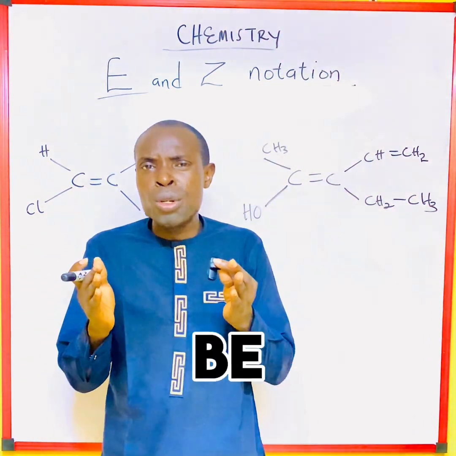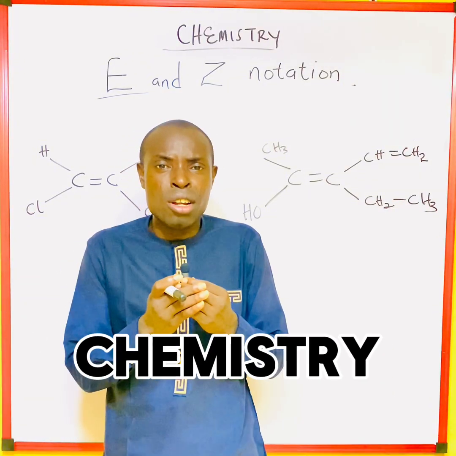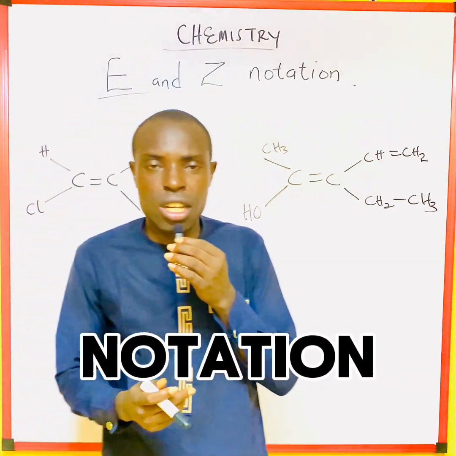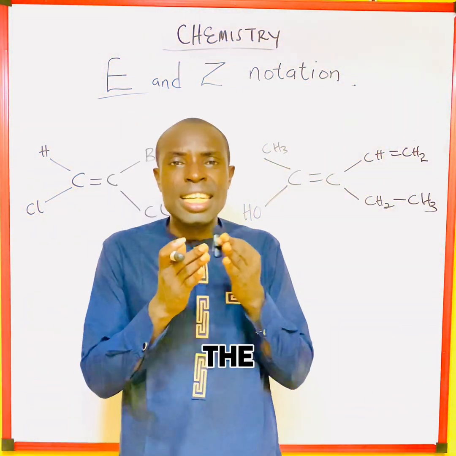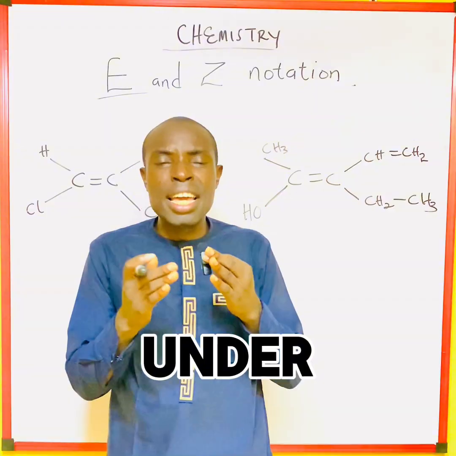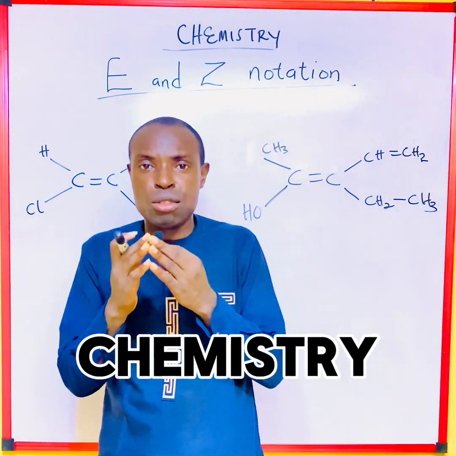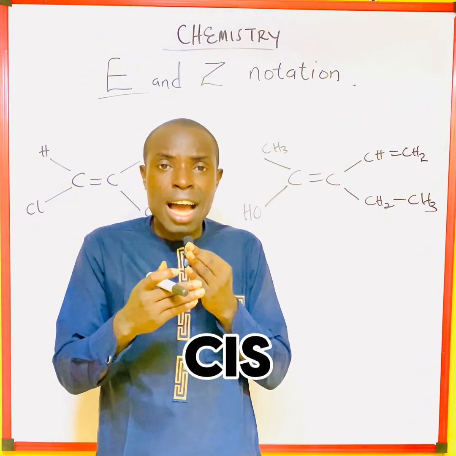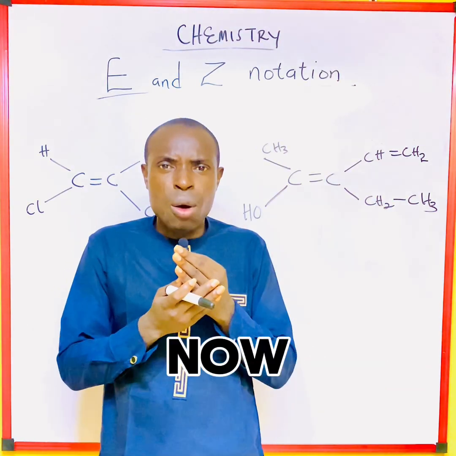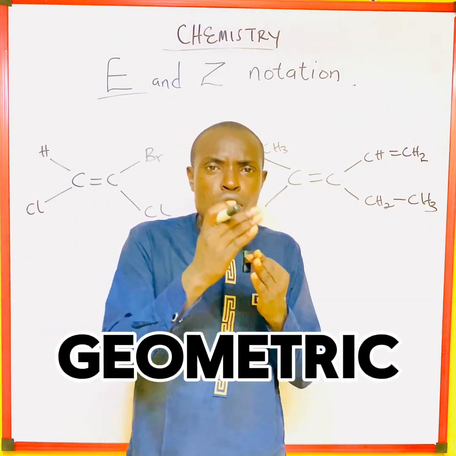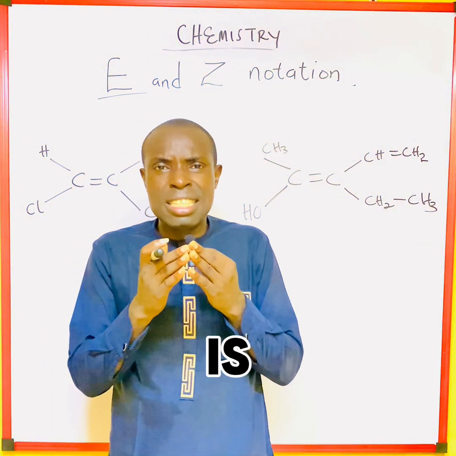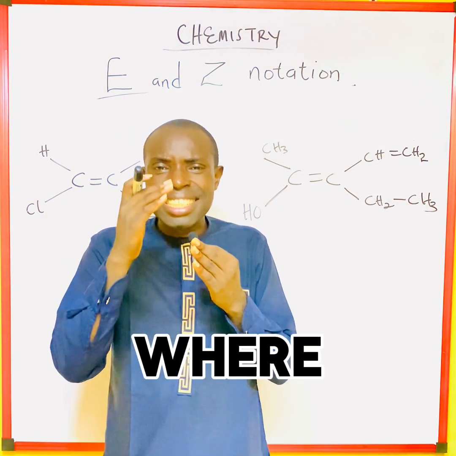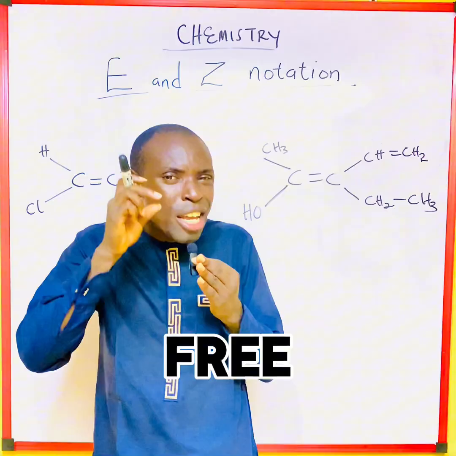Now in this video we'll be talking about another important aspect of chemistry, which is organic chemistry, and that is the E and Z notation. We should understand that the E and Z notation falls under a very important aspect of organic chemistry, which is geometric isomerism, also called cis and trans isomerism. And geometric isomerism is a type of stereoisomerism where there is a hindered free rotation.